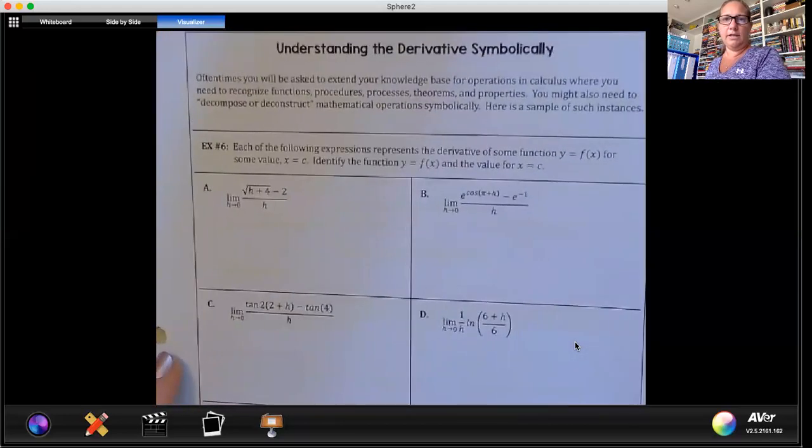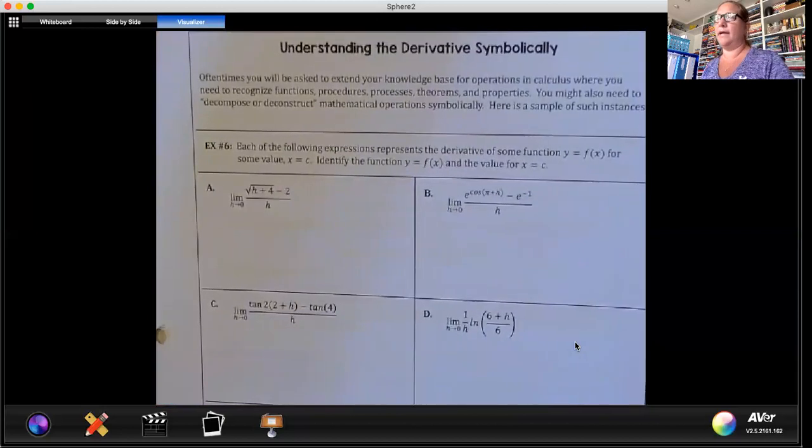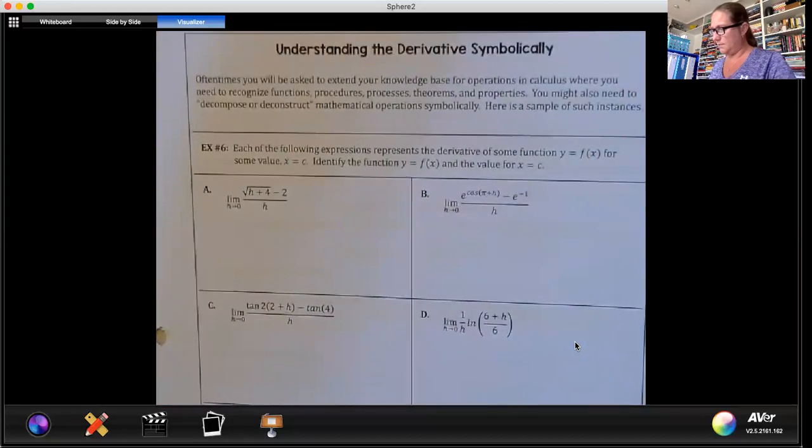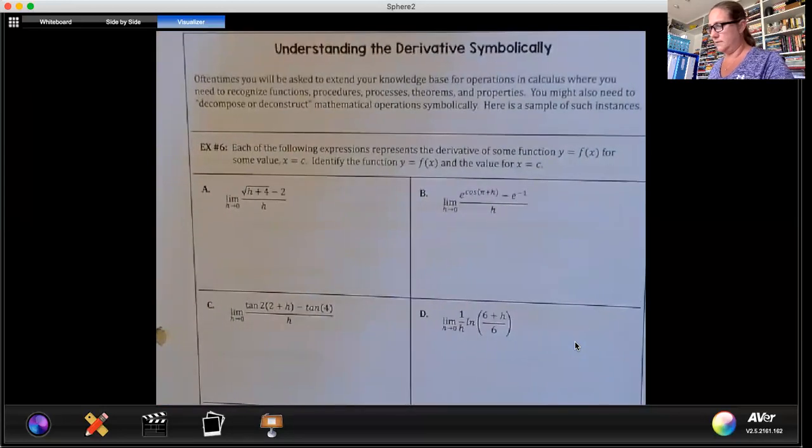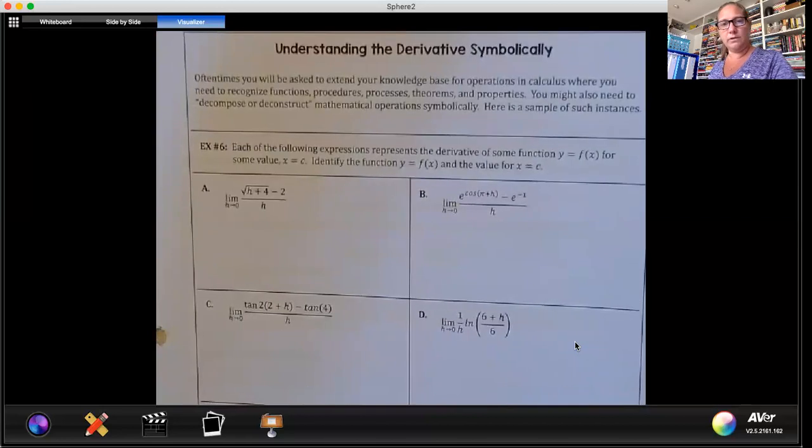All right, understanding the derivative symbolically. Oftentimes you'll be asked to extend your knowledge base for operations where you need to recognize functions, procedures, processes, theorems, and properties. You might also need to decompose or deconstruct mathematical operations symbolically. Here is a sample of such instances. So each of the following expressions represents the derivative of some function y equals f of x for some value x equals c. Your goal is to identify the function and the value of c, a, x, all the same.